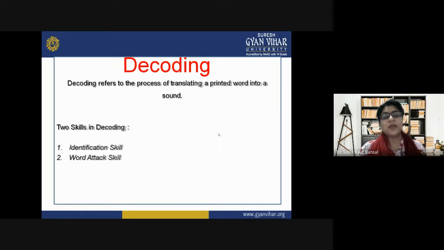Two skills in decoding are identified. First is the identification skill. Whatever spellings or words you have already learned and acquired knowledge about, when you are reading you are decoding them. Then the sentence structures: how the sentence is framed, present, past, or future, in what way the sentence is occurring in front of you. This is how you are decoding and understanding. Then word attack skills: how you are attacking the words, that means grasping and understanding them in a finer way. All the word meanings give you a clear way that the story or any written material is proceeding. So this is how it's working.